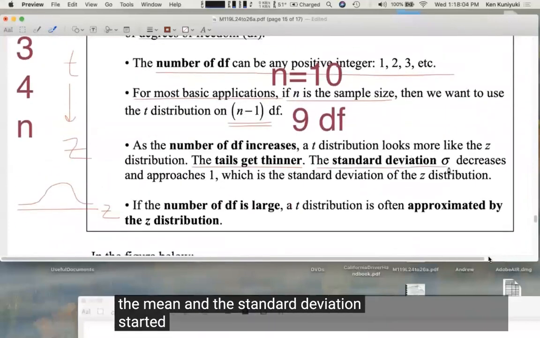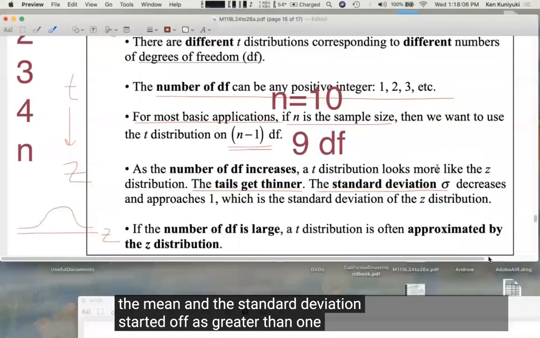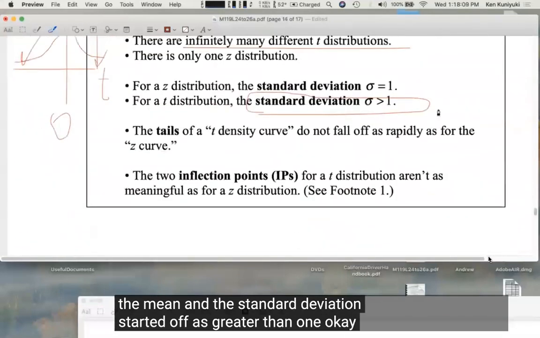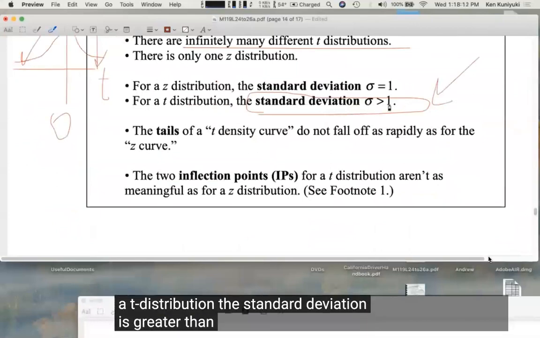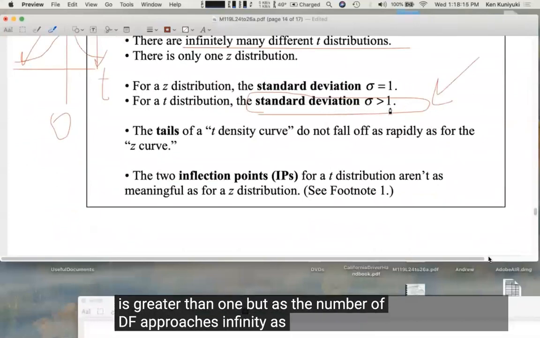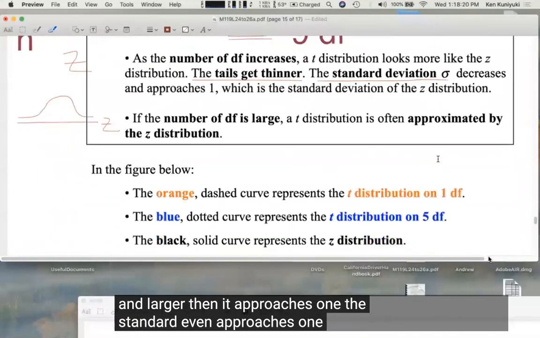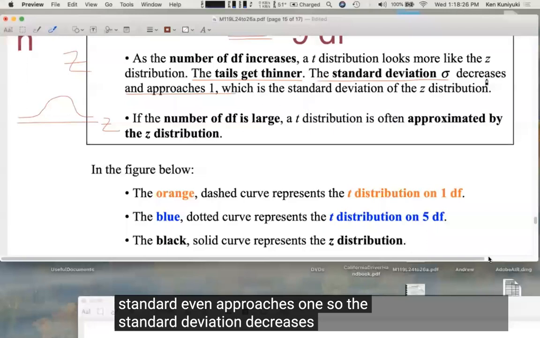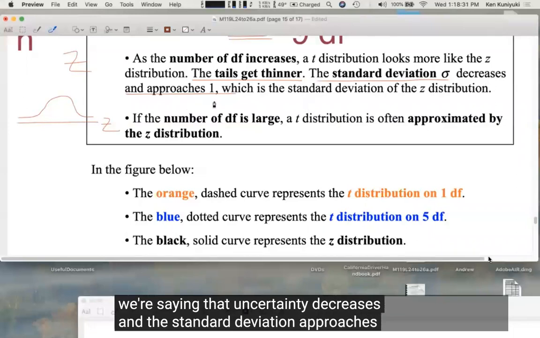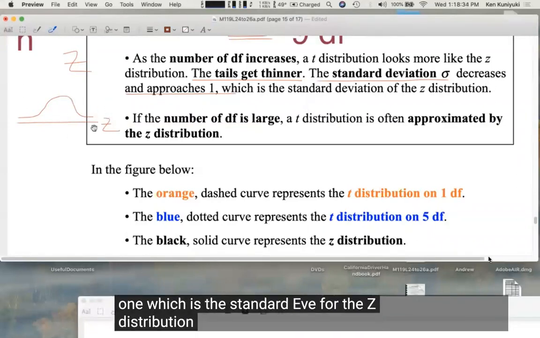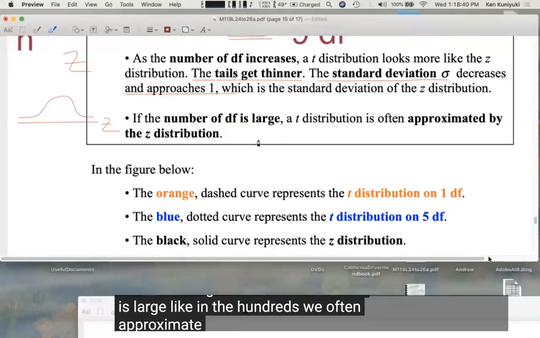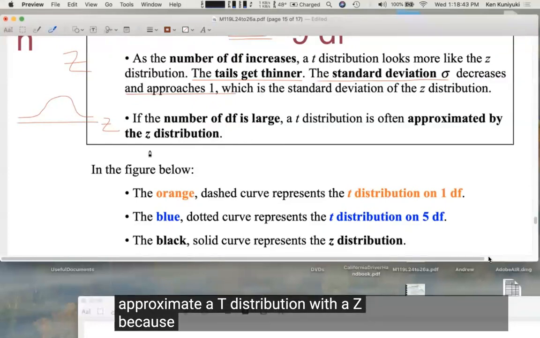And the standard deviation started off as greater than 1. For a t distribution, the standard deviation is greater than 1, but as the number of df approaches infinity, as it gets larger and larger, then it approaches 1. The standard deviation approaches 1. So the standard deviation decreases. In a way, we're saying that uncertainty decreases and the standard deviation approaches 1, which is the standard deviation for the z distribution. Again, if the number of df is large, like in the hundreds, we often approximate a t distribution with a z because there's not much of a difference anyway.